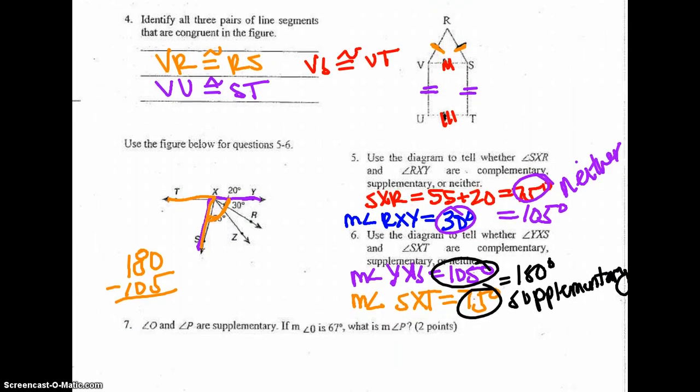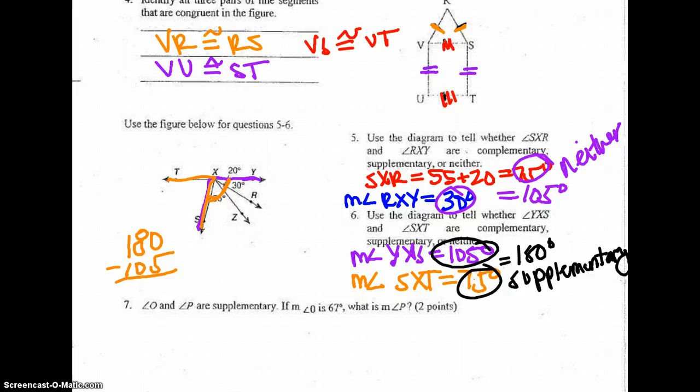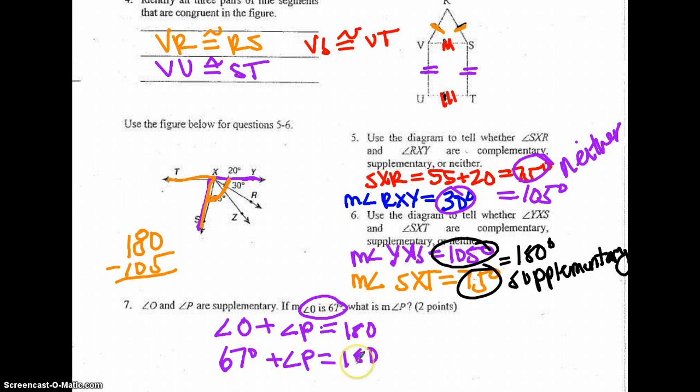Next one, if angle O and angle P are supplementary, which I know angle O plus angle P is equal to 180 degrees. And angle O tells me in the problem is 67 degrees, so 67 plus angle P is 180 degrees. So if I take 180, subtract 67, I get 113 degrees. So angle P is equal to 113 degrees.